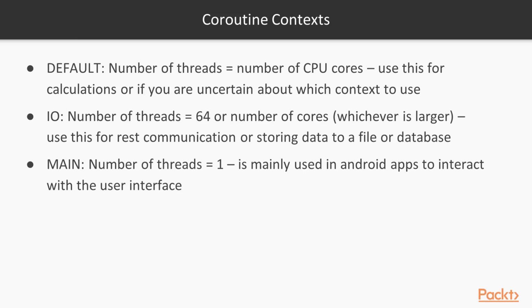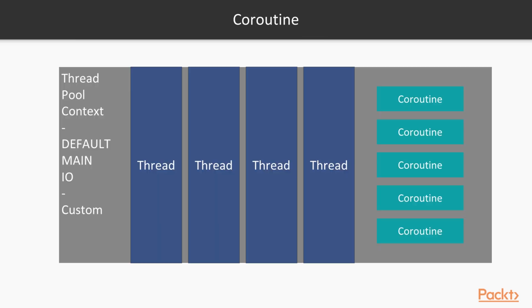The Main context. This is usually one thread, and it's mainly used in Android apps to interact with the user interface. Here we have a drawing of a custom thread pool context with four threads. We could also have used one of the built-in dispatchers like Main, IO, or Default instead. We have a number of coroutines which share the threads in a non-blocking asynchronous manner. We can have hundreds of thousands of coroutines with very low performance impact.